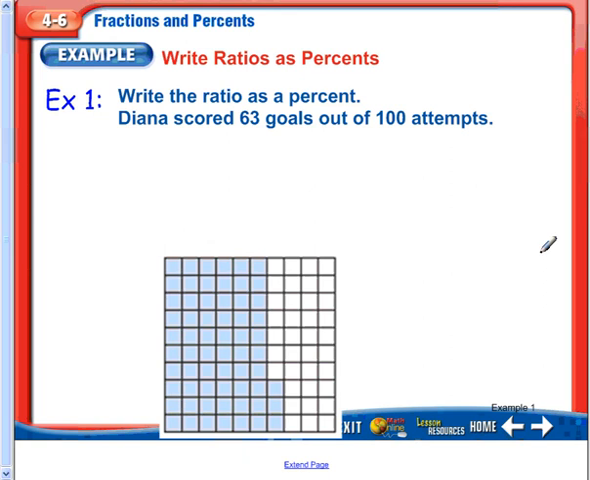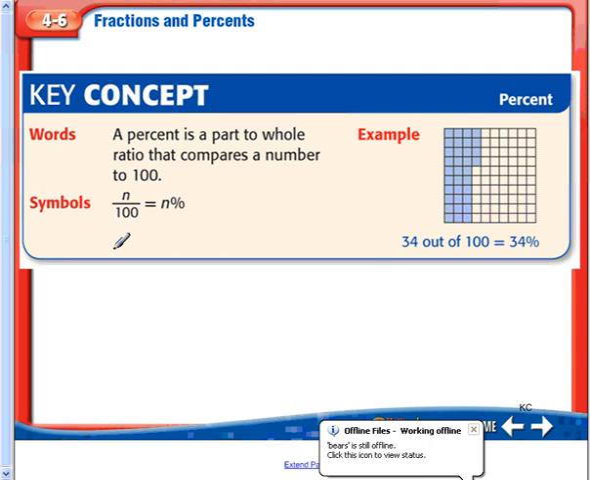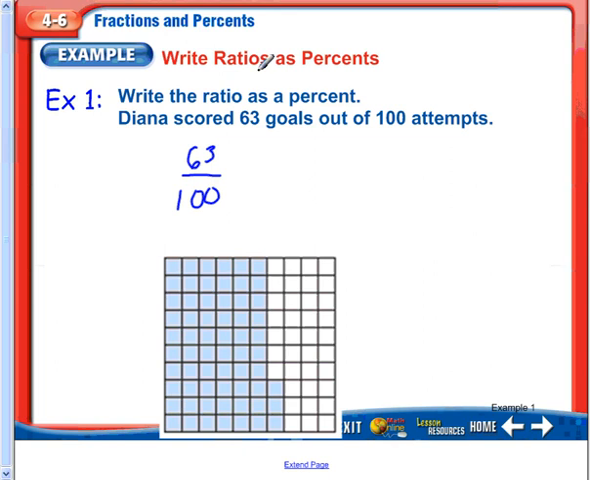Write the ratio as a percent. Diana scored 63 goals out of 100 attempts. So 63 written as a ratio is 63 out of 100. And I know that whenever I have n over 100, I will have n percent. So since I have 63 over 100, this will equal 63%.